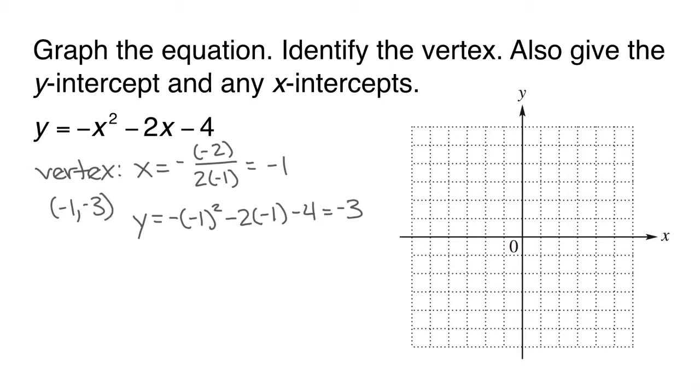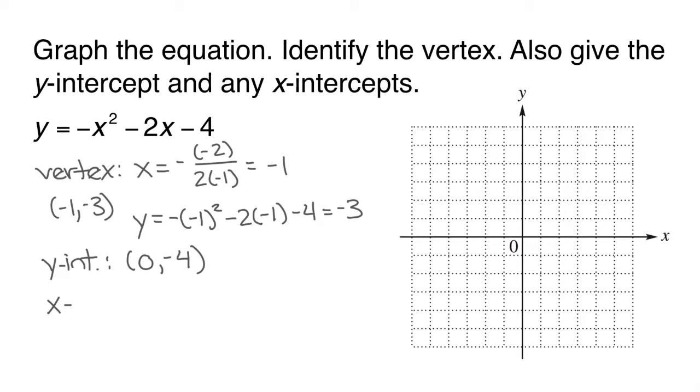Now we'll find our y-intercept. The y-intercept is the point where x is equal to 0. When x is equal to 0, y is negative 4. So our y-intercept is the point 0, negative 4.